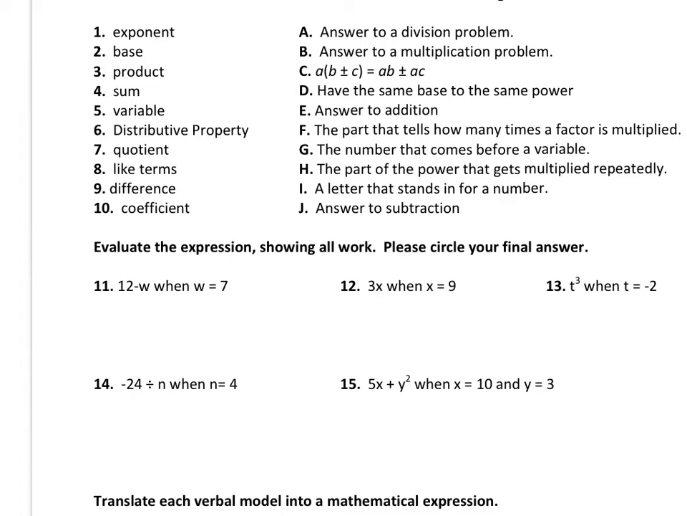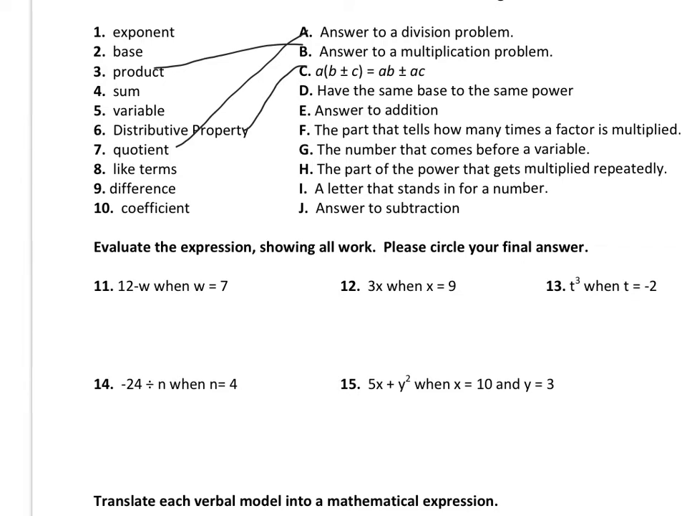So I'm over here at the top. I'm looking at this matching portion. It says answers to a division problem. The answer to a division problem is called the quotient. So I'm going to connect these. The answer to a multiplication problem is called the product. In letter C, it's A, and then parentheses B plus or minus C, and that is the distributive property.